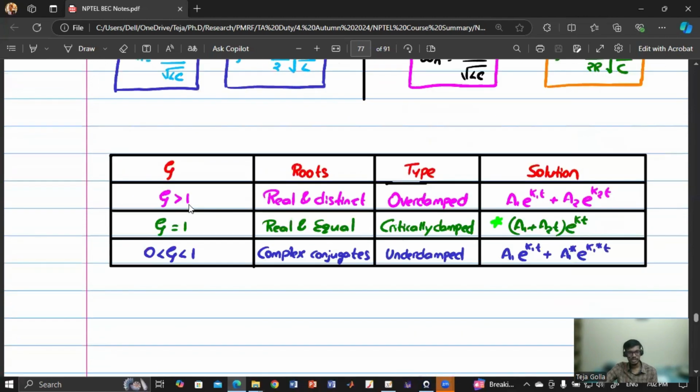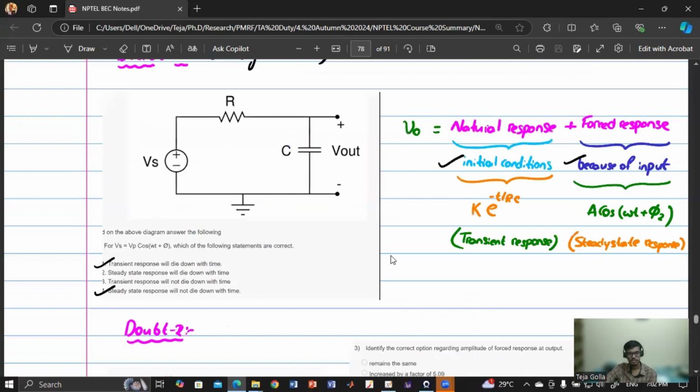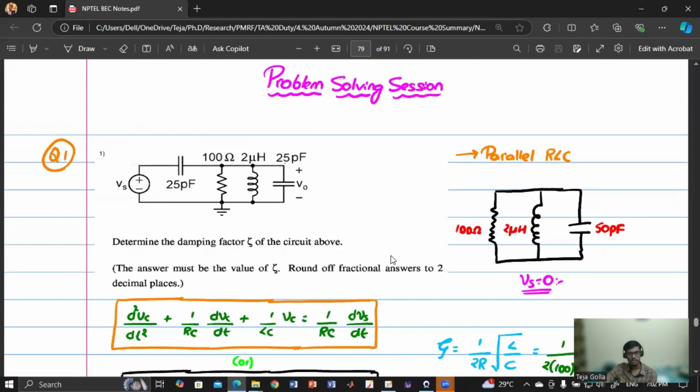So once the zeta is obtained, you can know whether the roots are real and distinct, real and equal, or complex conjugates. For any given circuit, you have one transient response which will decay down and one forced response, which is the steady state response. Sometimes we have to realize whether it is a series RLC or parallel RLC. To check, first you have to remove all the voltage sources and current sources. Once you do that, you will know whether it is series RLC or parallel RLC.